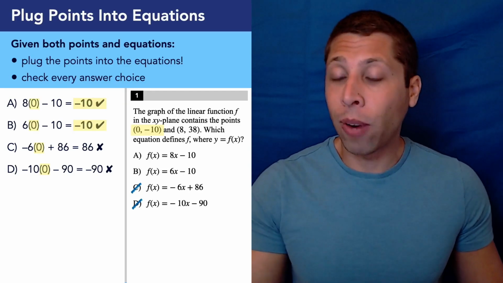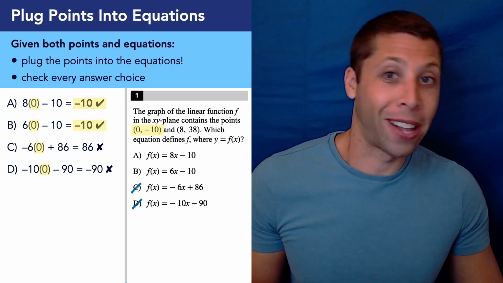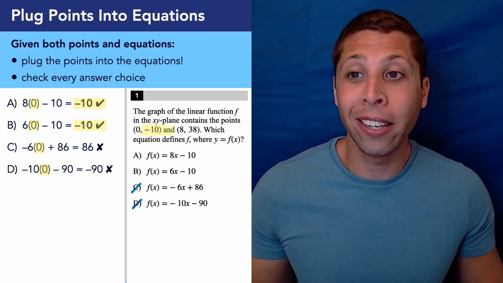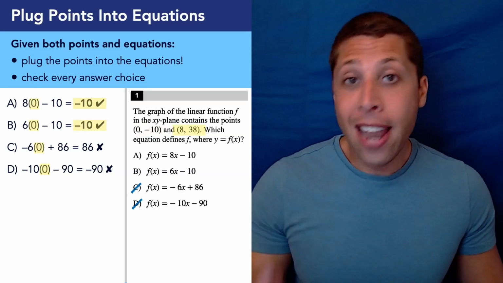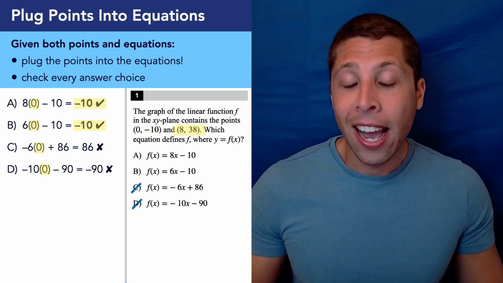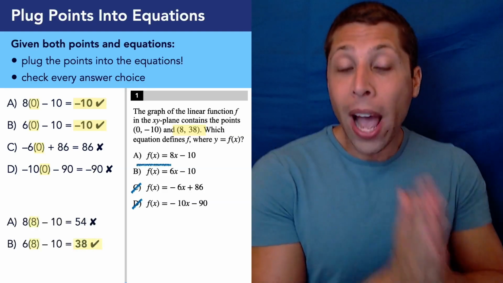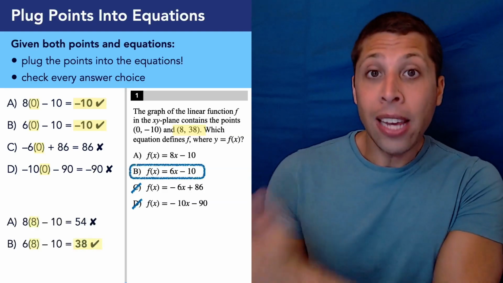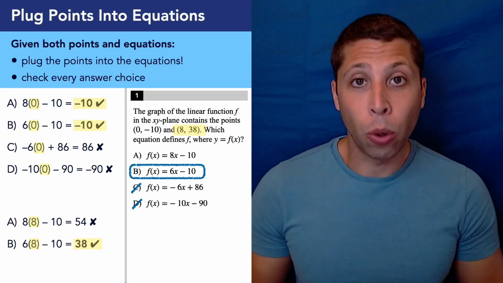So from here, I would just recognize, well, I did the first point, and it got rid of two answer choices, so maybe if I do the second point, 8, 38, I'll be able to get down to one answer. And now, since I've already eliminated C and D, I just need to do A and B. And so if I put 8, my new x coordinate, in for the x in the equations, I see that only choice B gives me the y coordinate I want, right?